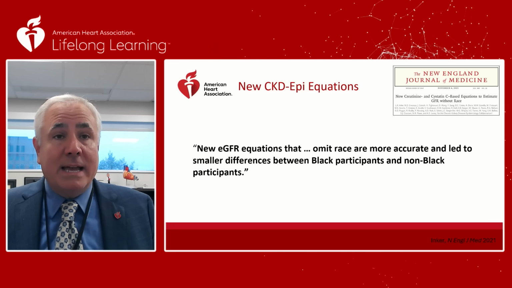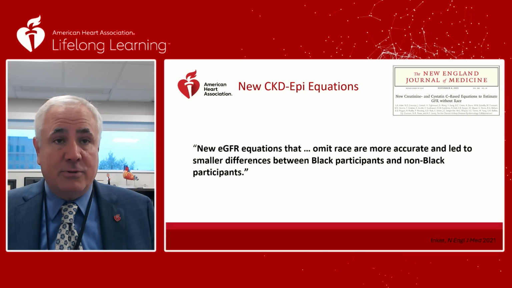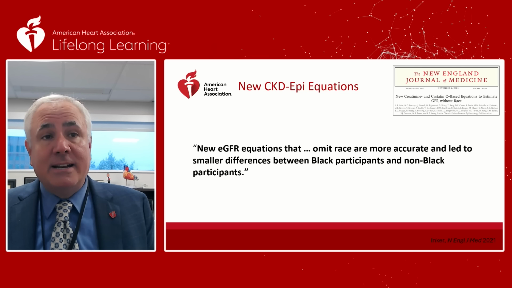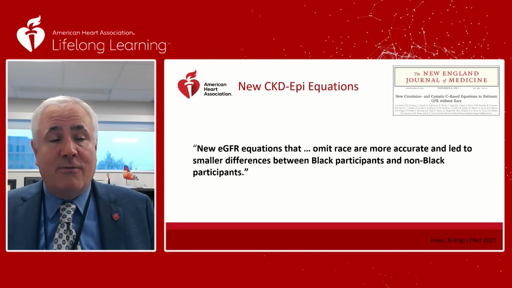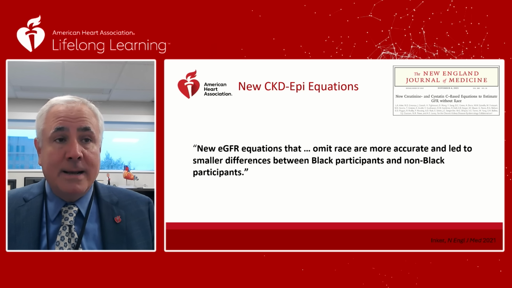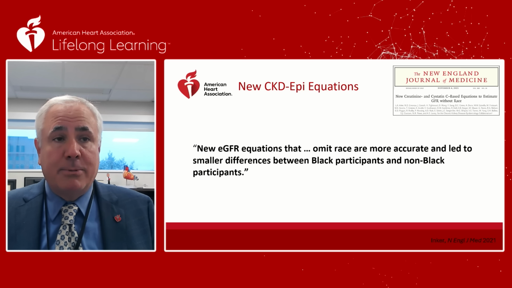And so in response, and very quickly after that paper in the New England Journal, there was another publication where the group that had developed the CKD-EPI equations updated their equations, removed race, and used variables and weighted them in different ways to make sure they were creating a better eGFR estimation equation. And you see here the conclusions from that paper, that these new 2021 CKD-EPI eGFR equations that omit race are more accurate and led to smaller differences between Black participants and non-Black participants, and therefore, again, more appropriate clinical classification.